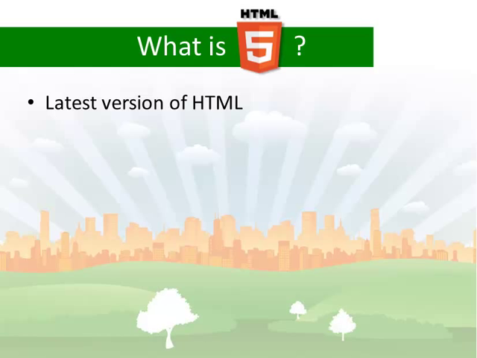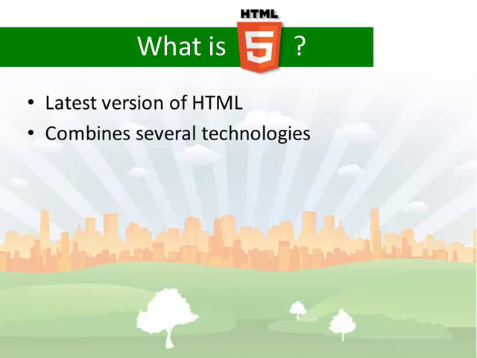HTML5 is the 5th iteration of HTML. So just like software programs like Microsoft Windows has different versions, HTML has different versions. HTML5 combines several technologies. So when we talk about HTML5, we're not only talking about the HTML5 language itself, we're talking about CSS, JavaScript, and jQuery, things of that nature. Web languages that we've all heard the names of before.